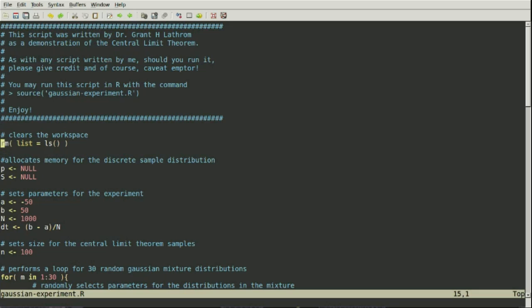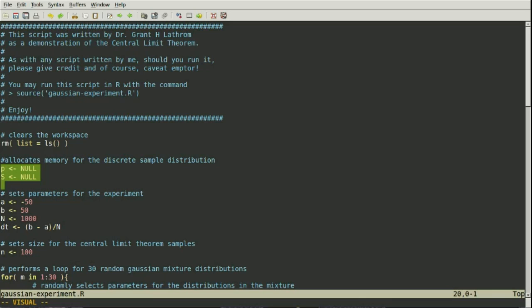So the first command that we see here just clears the workspace of any other variables that we happen to have there. These next two variables allocate space, so they tell R that we're going to have a couple of variables P and S. Now P is going to end up being our discrete sample from our continuous distribution that we're going to develop. What we're going to develop is something called a mixture of Gaussians.